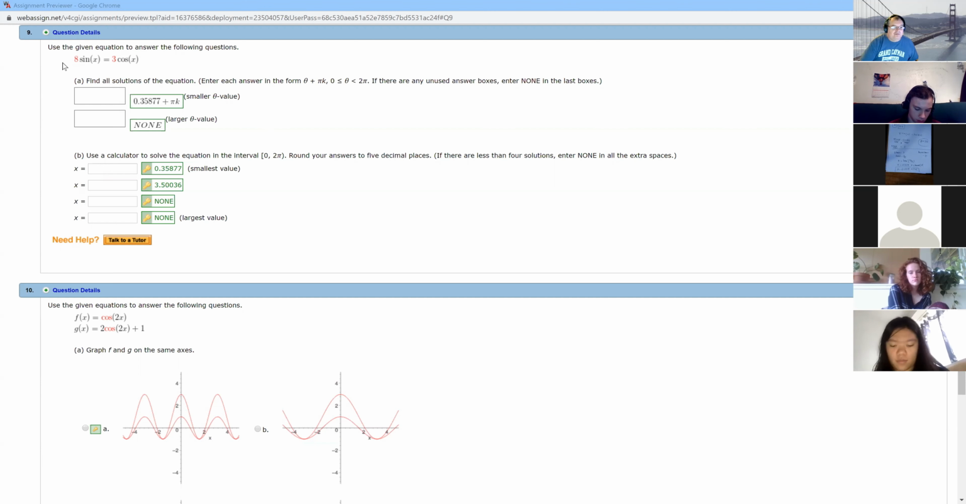Because typically, don't they move these 8s and 3s around? Your question might have 6 sines and 7 cosines, right? In which case you may get more or fewer angles because of that.